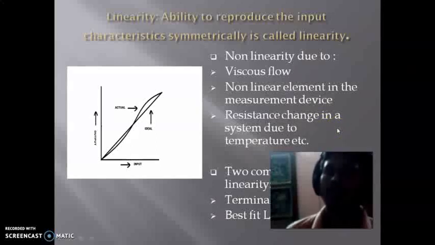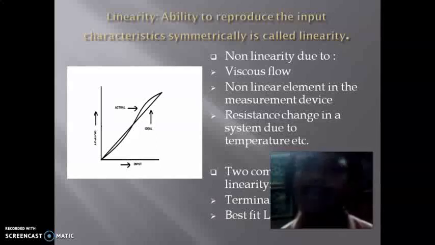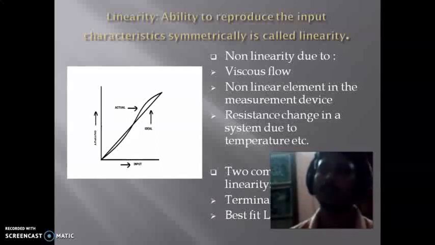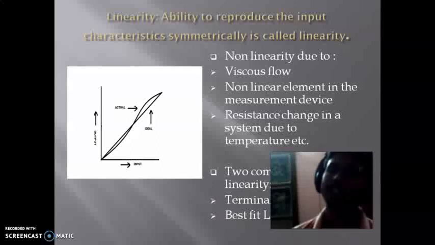Suppose the resistance of a particular system changes. If it has a negative temperature coefficient or positive temperature coefficient, due to the change in resistance, the temperature resistance will obviously change. Due to that, obviously we will not get the exact linear output; we will get a non-linear output. These are the reasons, and there are a lot of reasons by which we can explain this non-linear curve.